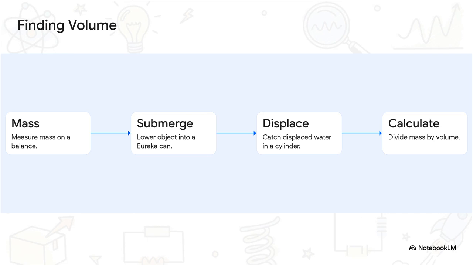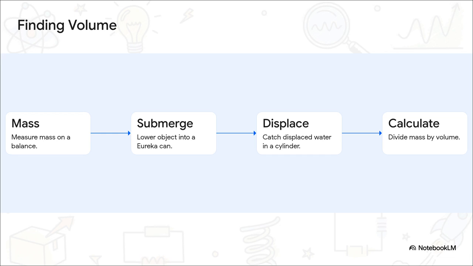But what if you have an irregular shape, like, say, a chess piece? You can't calculate its volume with a ruler. For an irregular shape, we use the Archimedes method. First, you get the exact mass on a balance. Then, you gently lower the object into a Eureka can that's filled to the very brim with water.